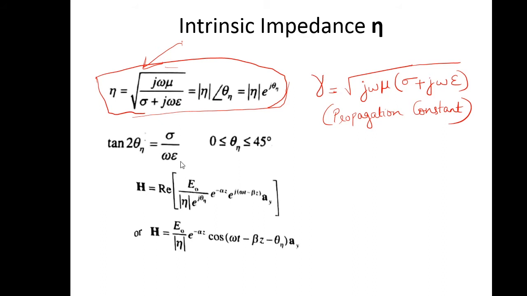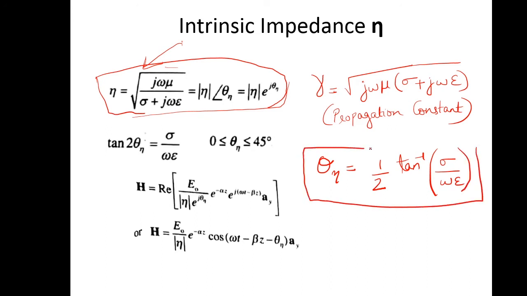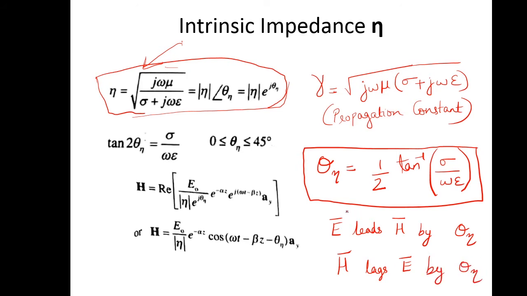And theta eta is given by half into tan inverse sigma by omega epsilon. Here E leads H by theta eta, or H lags E. You know E and H, right? E is electric field intensity and H is magnetic field intensity. H lags E by theta eta, and theta eta is given by this equation, half into tan inverse sigma by omega epsilon.